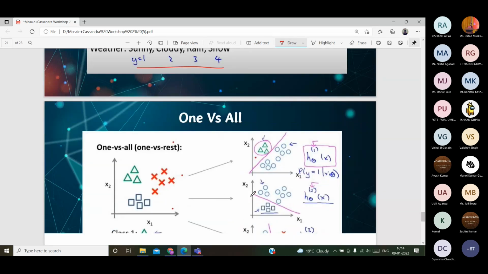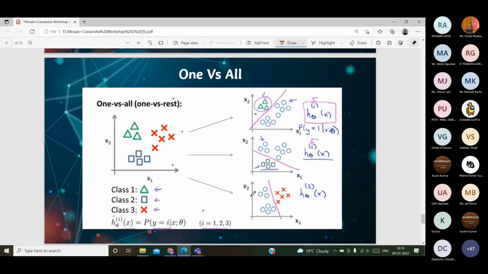In case of multi-class, we use the one versus all concept. Let us say we are testing for triangles. For the rest of them, we assume they belong to one class. Let us say they belong to circle. So basically, we came down to two classes. We came down to binary form. So this is what we do in multi-class classification. We apply the one versus all concept.